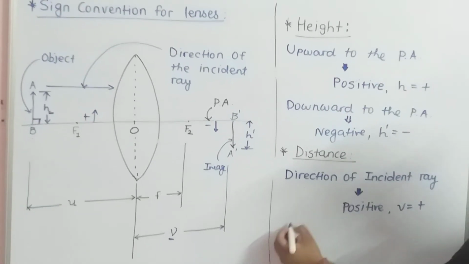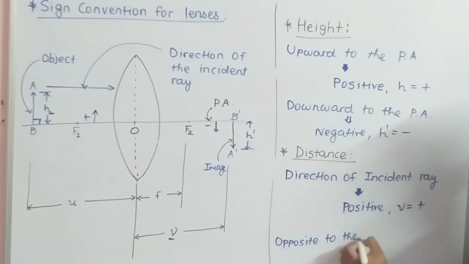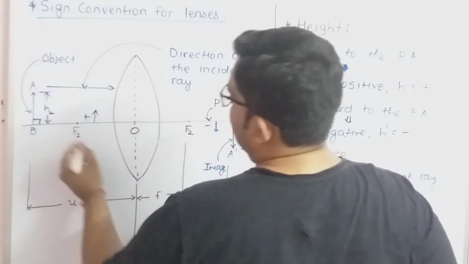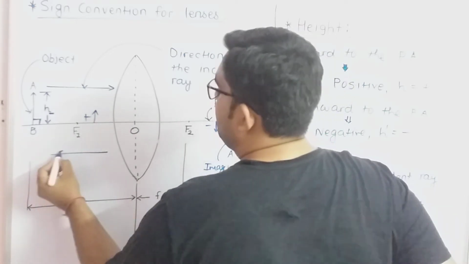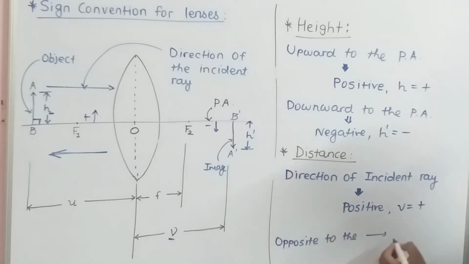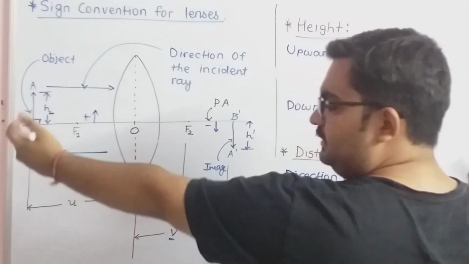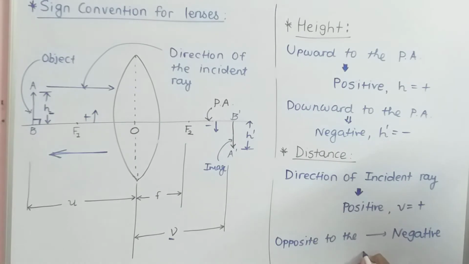Now opposite to the direction of the incident ray, it means like that. Okay, so we measure all distances as negative. It means on the left side of the lens we measure all distances as negative. So here we can say that u, the object distance, is negative.